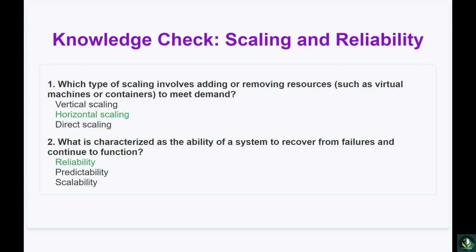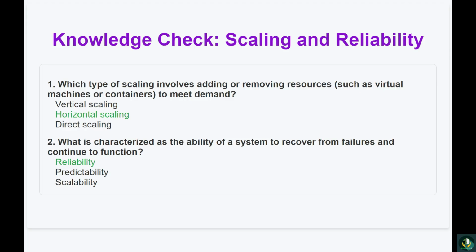across multiple instances. What is characterized as the ability of a system to recover from failures and continue to function? Correct answer: reliability. Explanation: reliability in cloud computing refers to a system's ability to continue operating correctly in the face of hardware or software failures. It's about ensuring that the system remains functional and accessible, even when components fail.